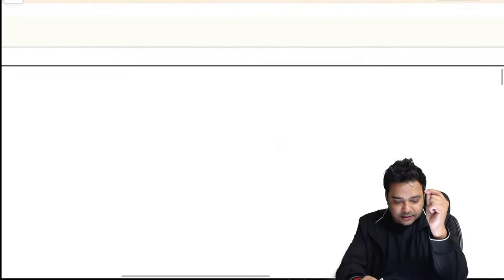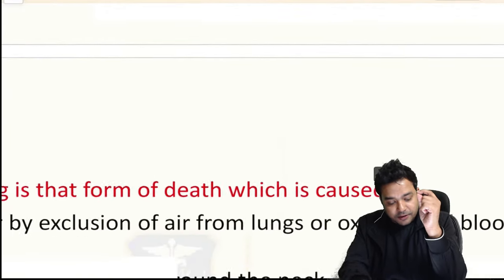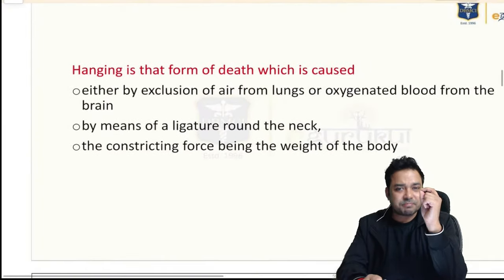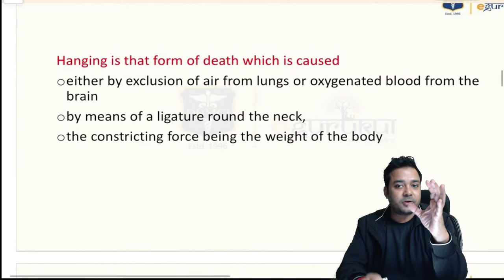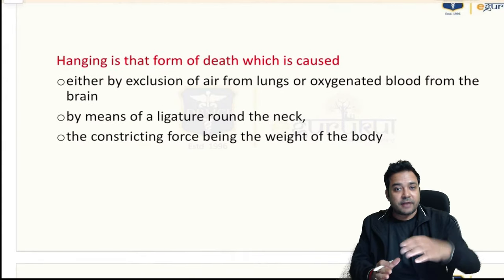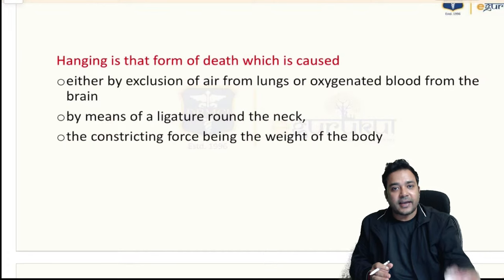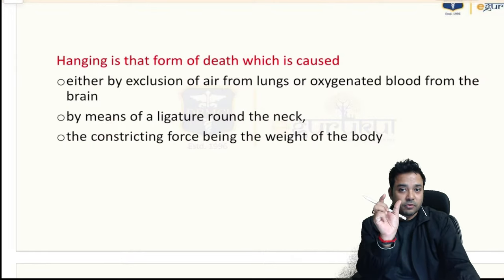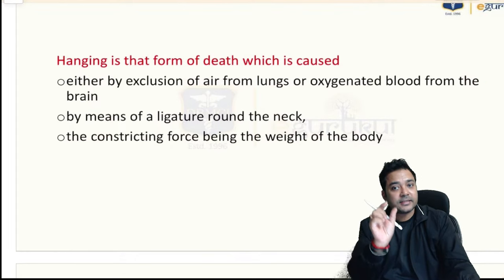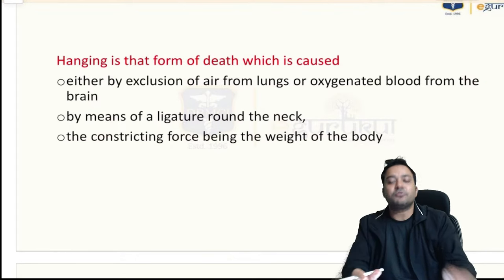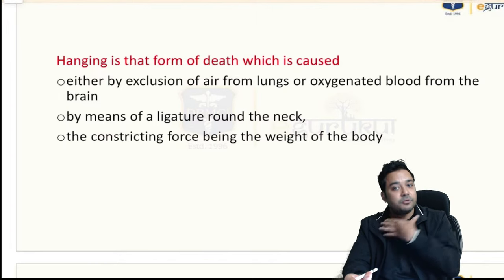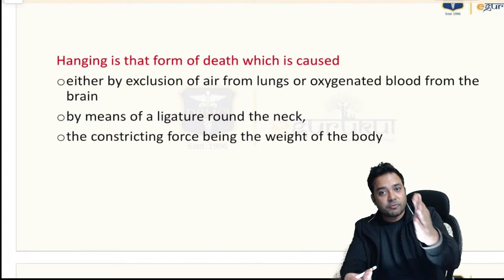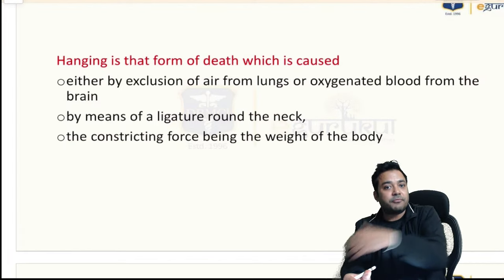And you will appreciate that those things have already been taught to you in the class. If I have to define hanging in a simple way, this can be remembered. This is not to be mugged up. Hanging is a form of death which is caused due to exclusion of air from lungs. Exclusion of air from lungs, in one word, is called asphyxia. So either there is exclusion of air from lungs due to compression of airways, or exclusion of oxygenated blood from the brain.